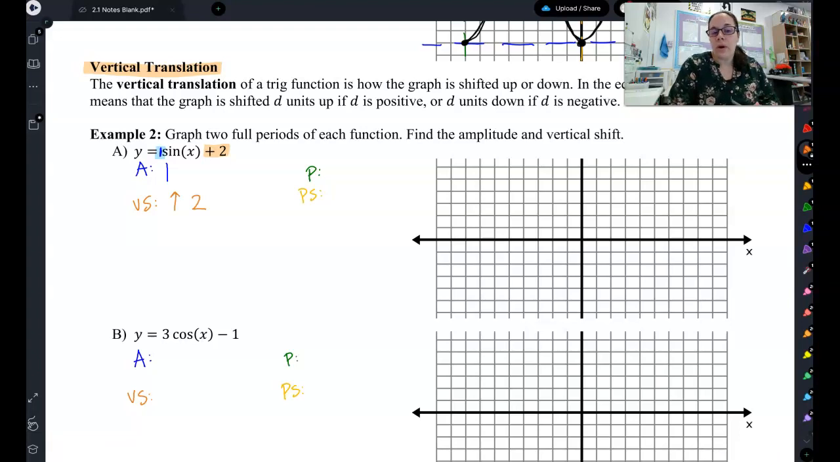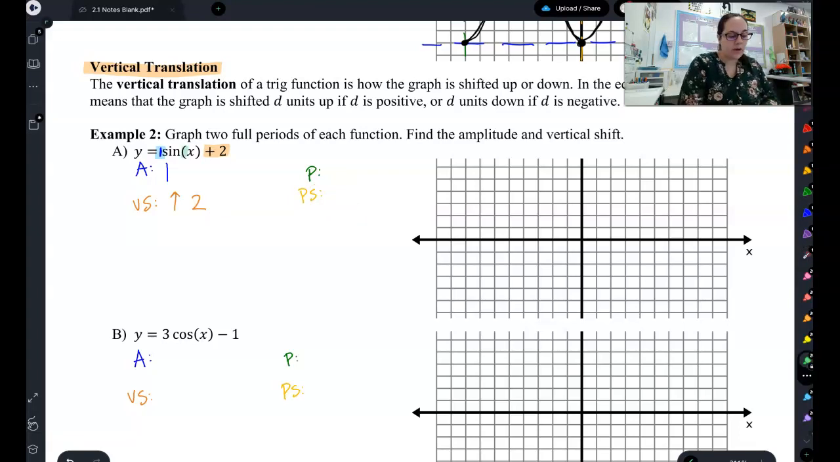Now, when you are writing your shifts, and this counts for vertical shift and phase shift, please, please, please make sure that you state a direction. If you just say 2 or even positive 2, I will mark that wrong because that doesn't tell me that you know this is moving up. I need to know that you know the direction that plus 2 is moving. So whether you do arrows or you write up 2, you need to have a direction attached to your shifts. And same thing with phase shift when we get there. So vertical shift is up 2.